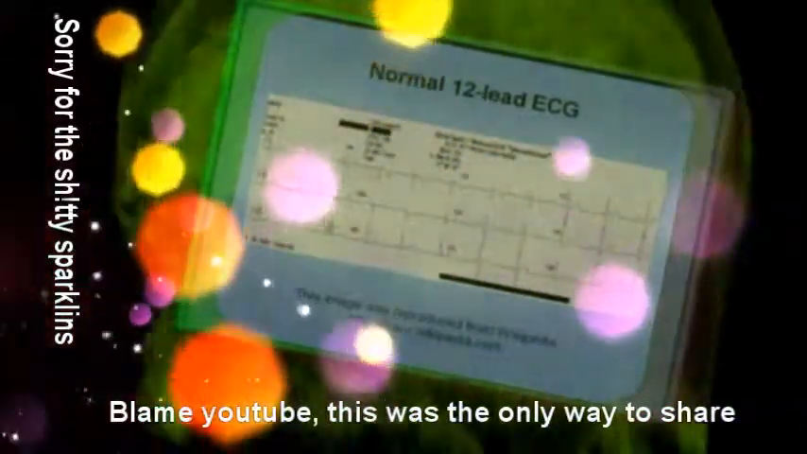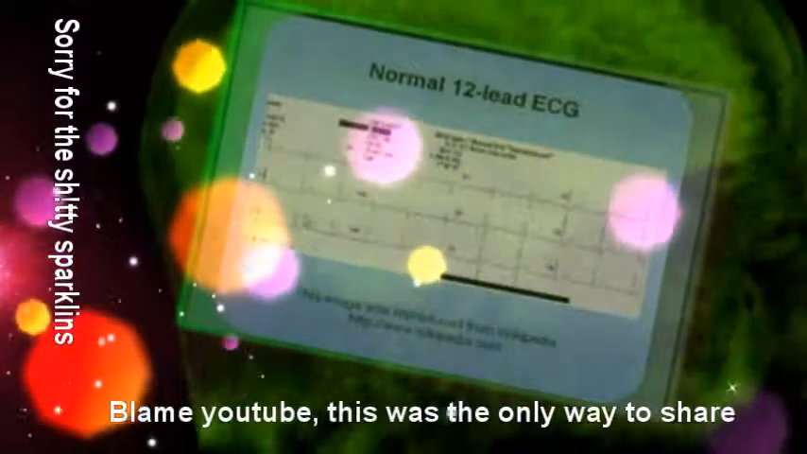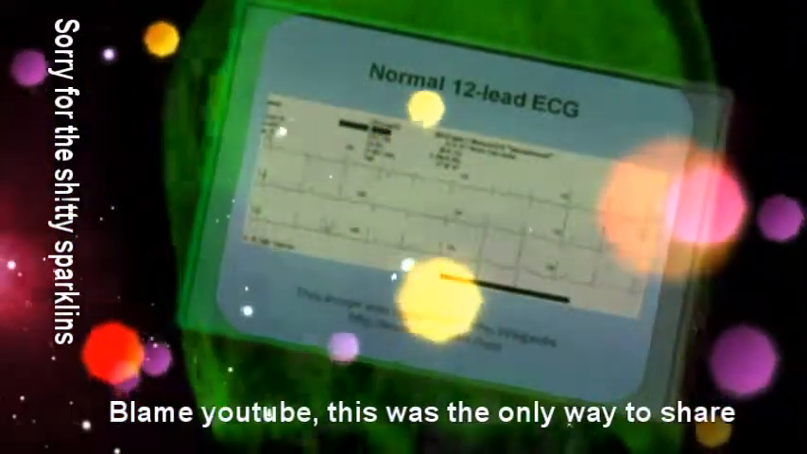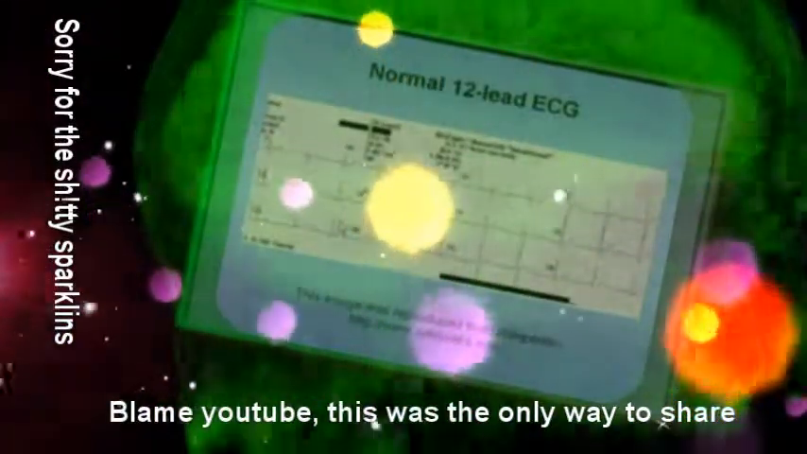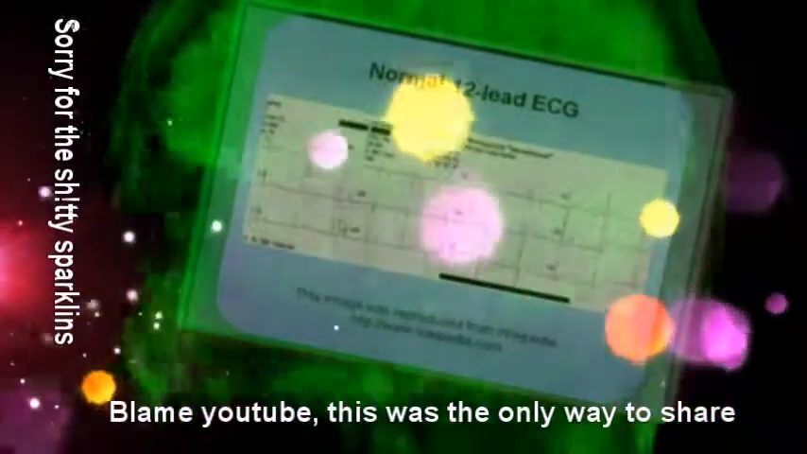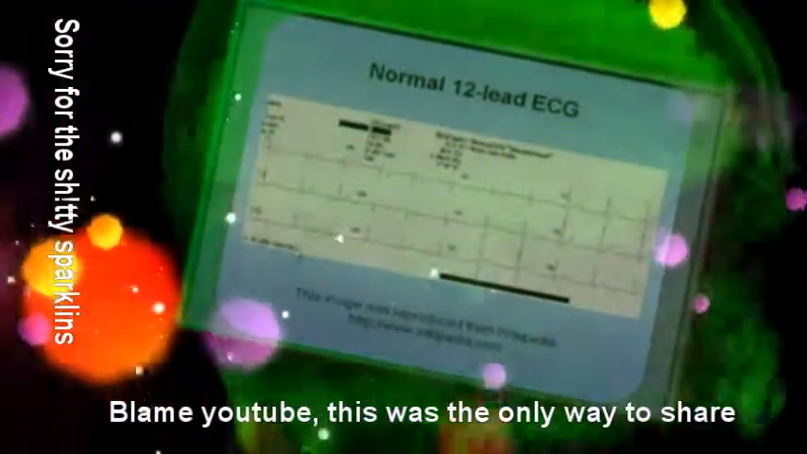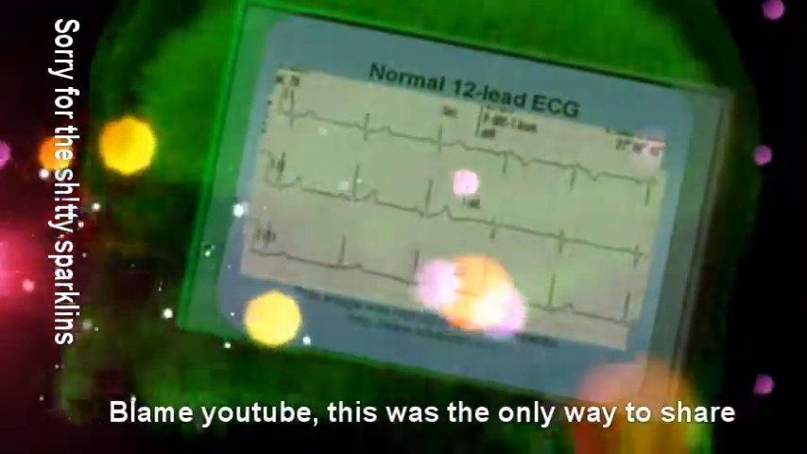300, 150, 100, 75. If there's 1 box away, 300. 2 boxes, 150. 3 boxes, 100. 4 boxes, 75. 60. A normal heart rate is 60 to 100. It's a normal EKG.